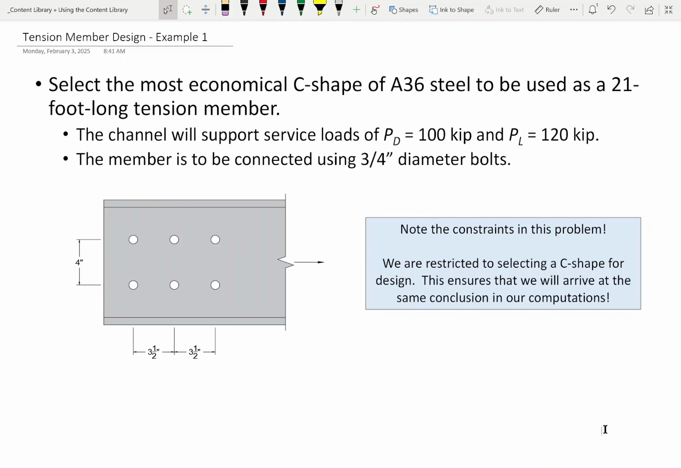Now, one of the things about channels is that there aren't very many of them. Because there aren't very many of them, we're going to arrive at the same answer as a class. We're not going to get to a point where you get a different answer than you and you get a different answer than her. That's not going to happen. We're all going to arrive at the same answer.